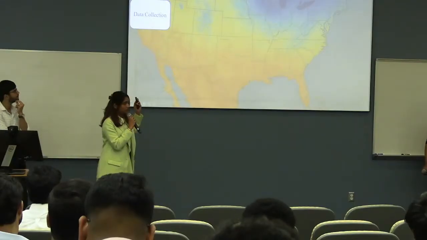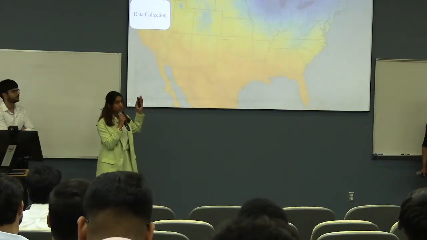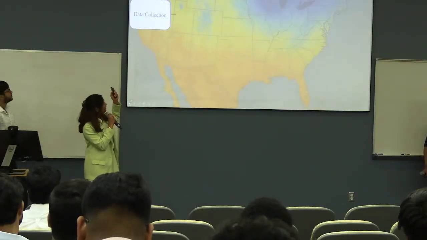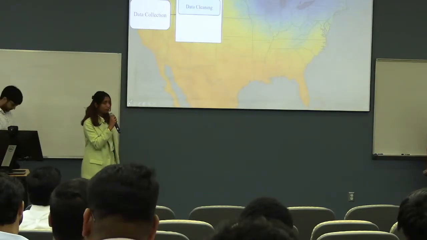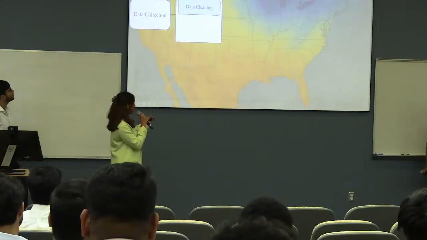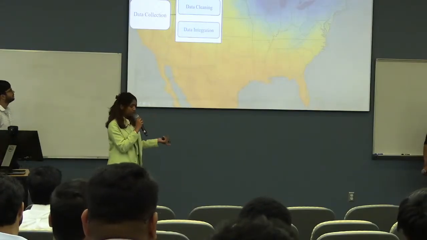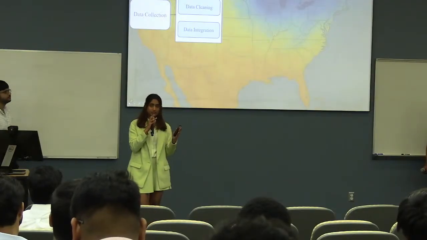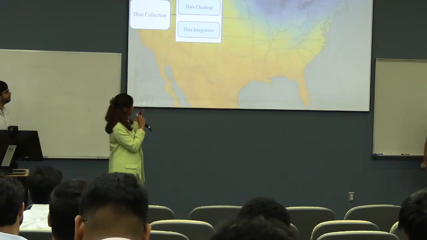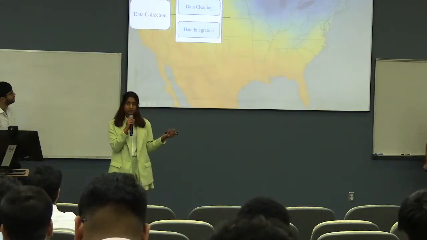Firstly, we have data collection. We just saw how we collected the data from 3 different data sets. And then we forwarded it to data cleaning, how we dealt with the missing values and how we did the multiple imputations. And then we have data integration, showing how we integrated 3 different data sets and made a final data set, which is ready for feature engineering.